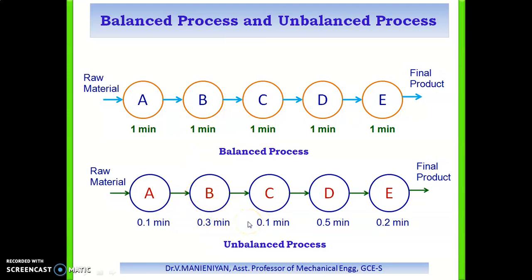It may be seen that the operation time varies across the stages. Here one stage requires 1.1 minutes, another stage requires 0.3, the third stage 0.1 minutes, then 0.5, and the last stage requires 0.2 minutes. So these are different processes, and we are using different times. This is called an unbalanced process.